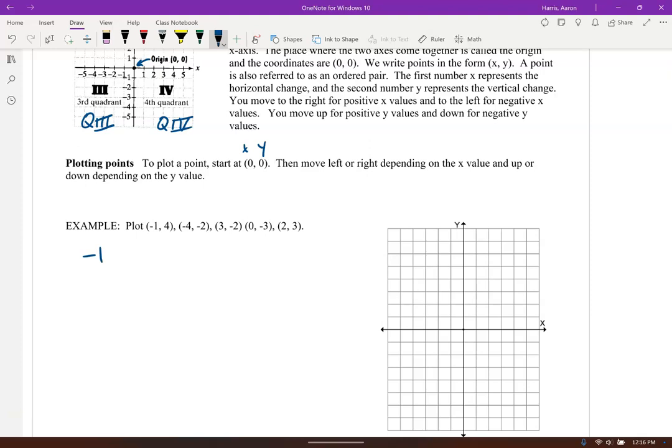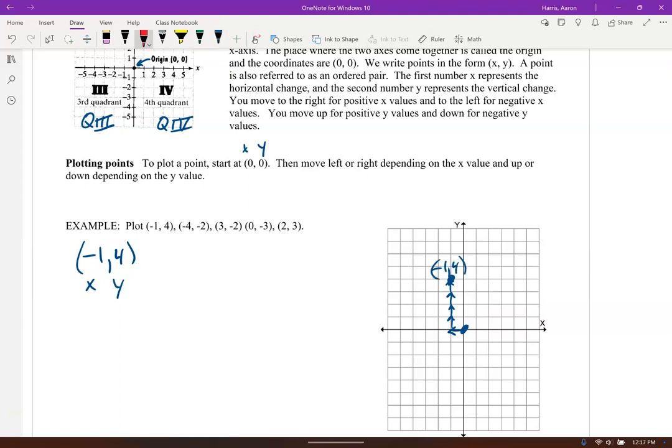Let's do this first one, -1, 4. So there's my x, there's my y. Since the x is -1, I'm going to start as if I was at the origin right here in the middle, but I'm going to go left 1 for the -1, and then the y is a +4, so I'm going to go up 4. And there's my point, -1, 4.